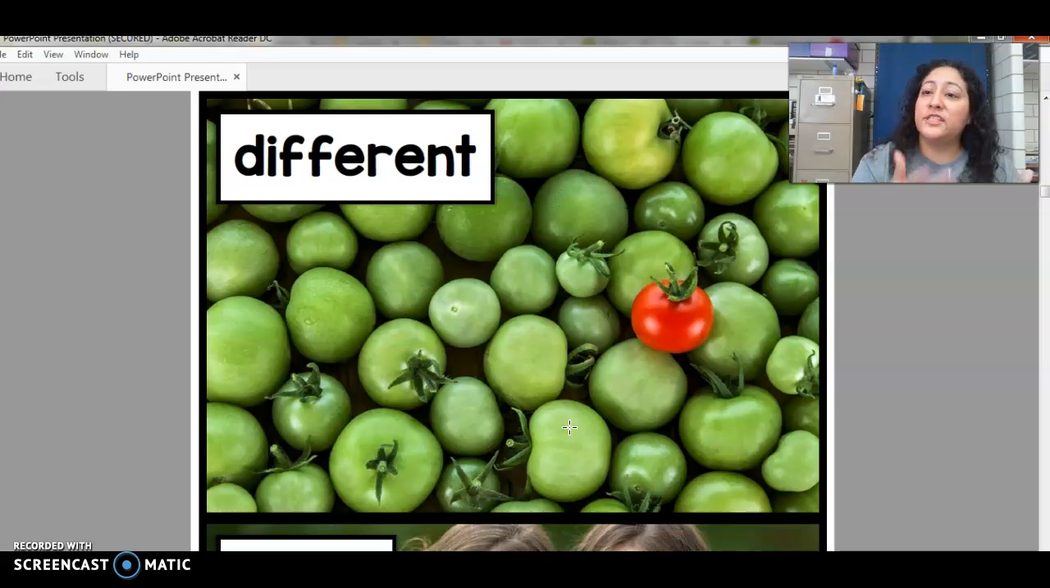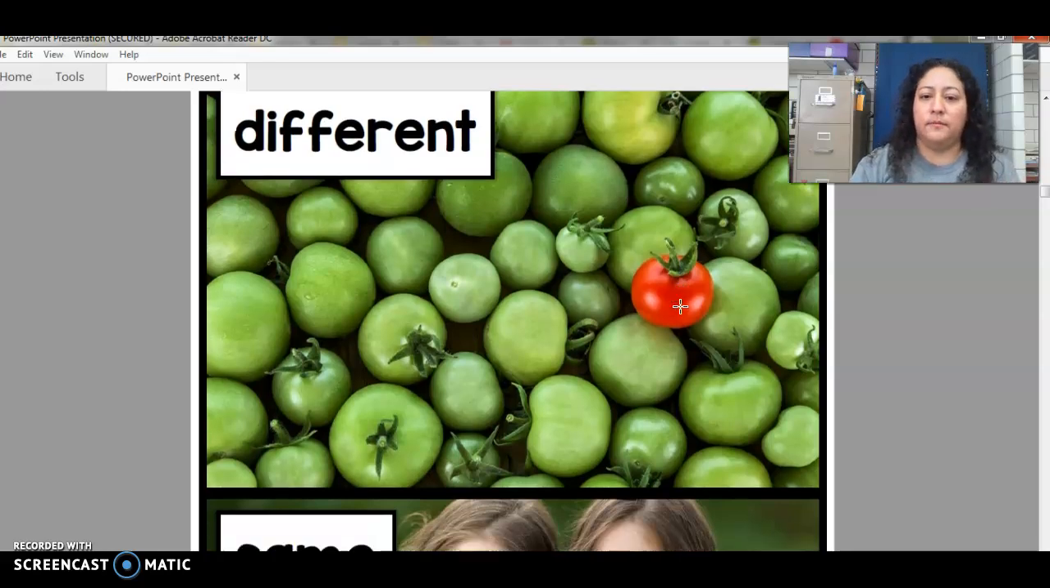So when you are sorting, when you're putting things in groups, you want to look at them and see if they're different or if they're the same. So right here, this red tomato is different from the green tomatoes. So if you were to sort them, that one doesn't belong there, right? Because it's different. So you will have to put it in another basket with all the red tomatoes because we only have green tomatoes over here.